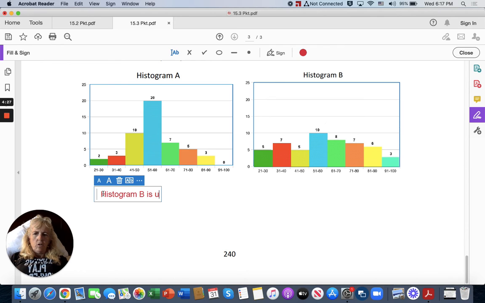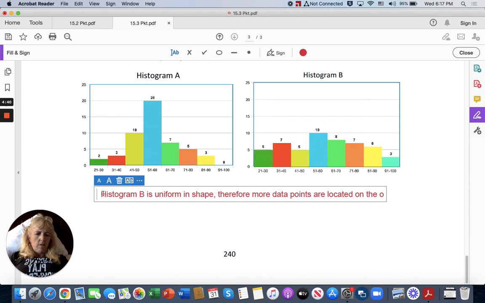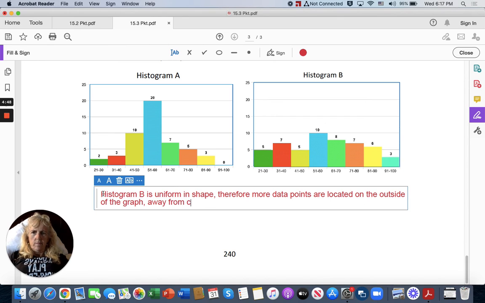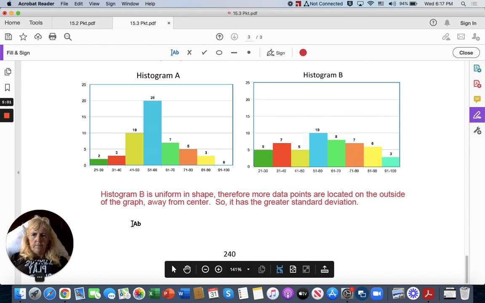is uniform in shape, therefore more data points are located on the outside of the graph, away from center. So it has the greater standard deviation. Okay. And there you have it.